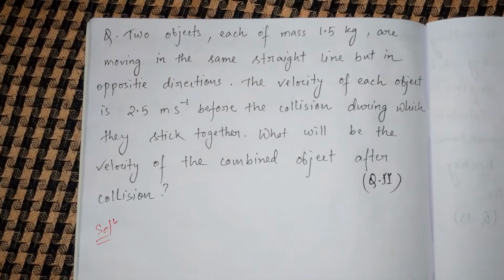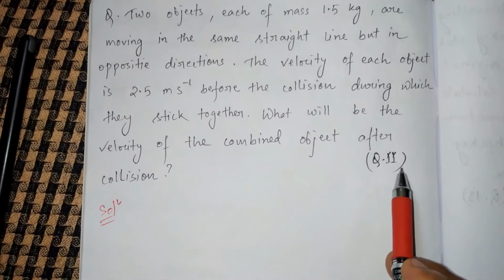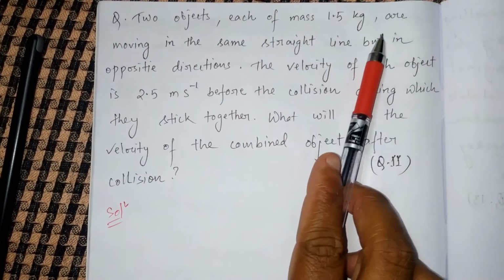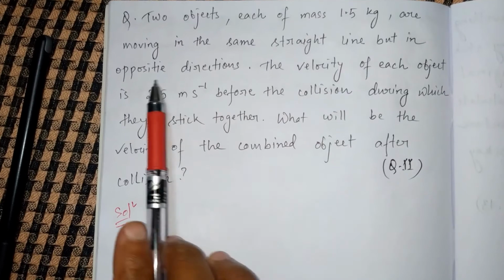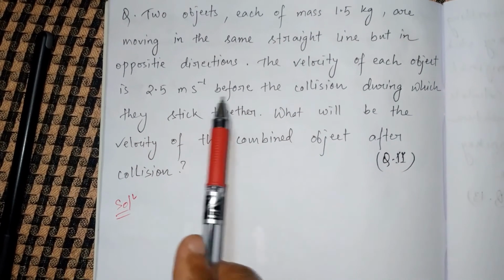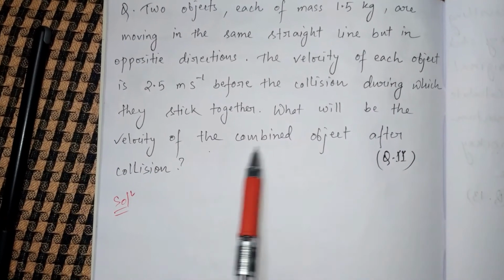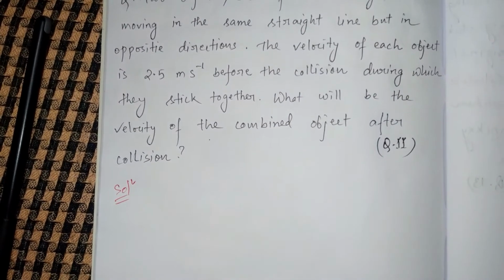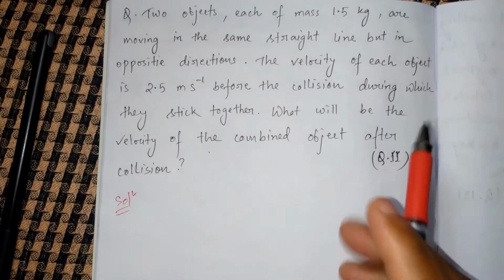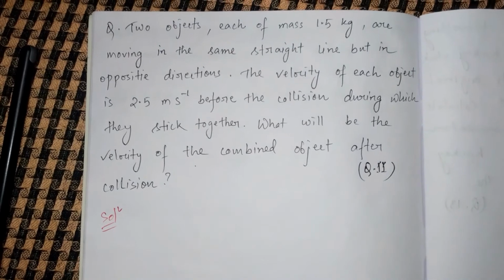So this is the next question, and this question I have taken from the exercise question number 11. So the question says, two objects each of mass 1.5 kg are moving in the same straight line but in opposite directions. The velocity of each object is 2.5 meter per second before the collision, during which they stick together. What will be the velocity of the combined object after collision? So this question is pretty much easy, but if you miss one point, then you will find some kind of difficulty while answering the question.